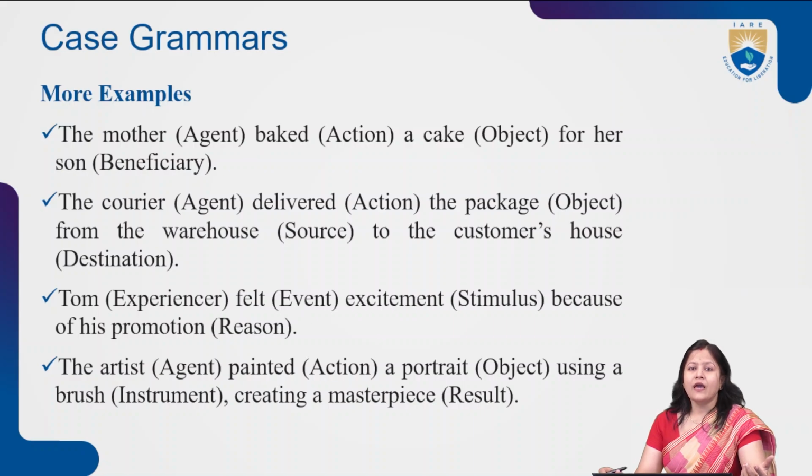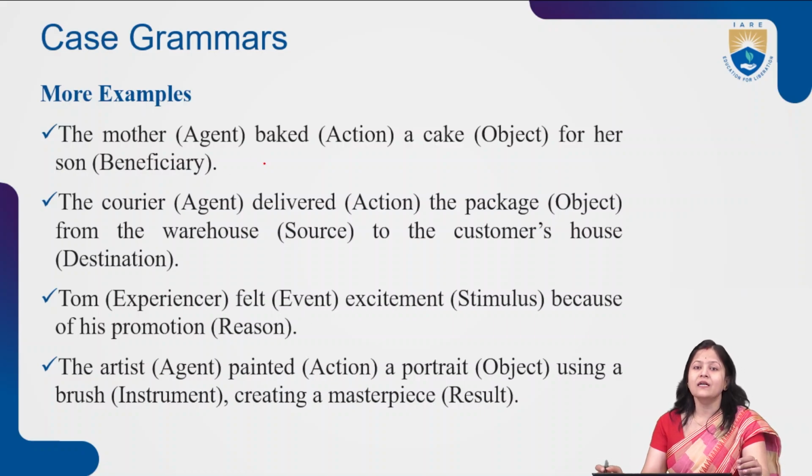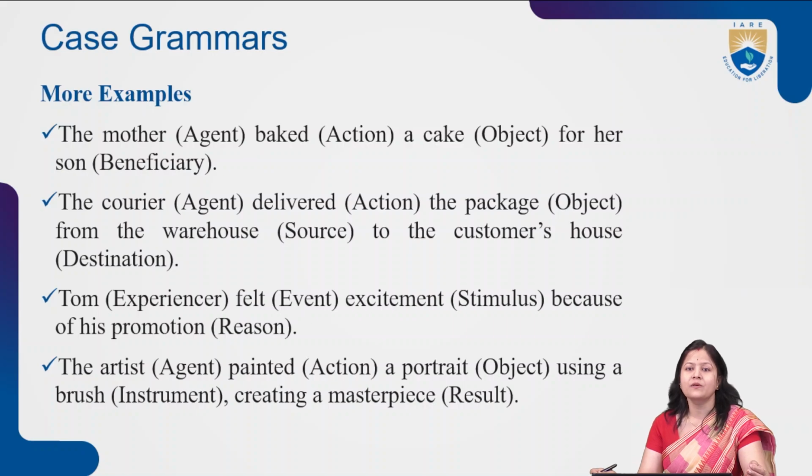The mother baked a cake for her son. So mother is performing the action, what she is doing, baking a cake for her son. So who will be the beneficiary here? For whom she is preparing? For son. So son is considered as the beneficiary case. Mother is considered as the agent case. Baked means that is the action. Cake is the object.